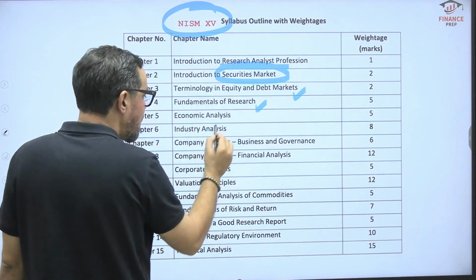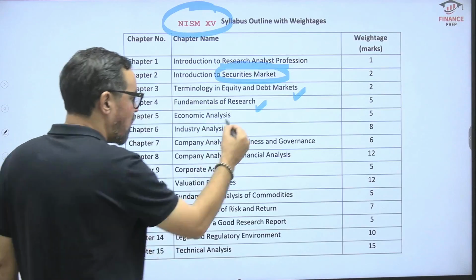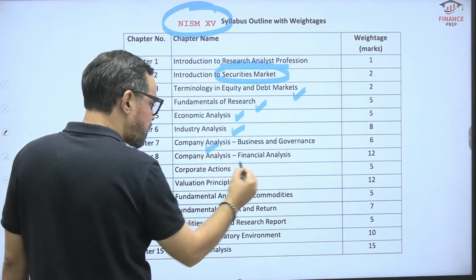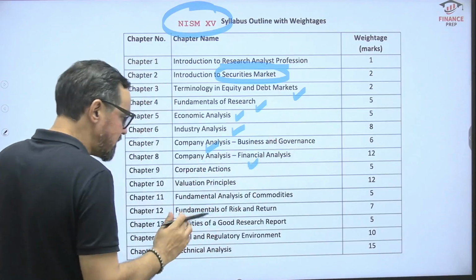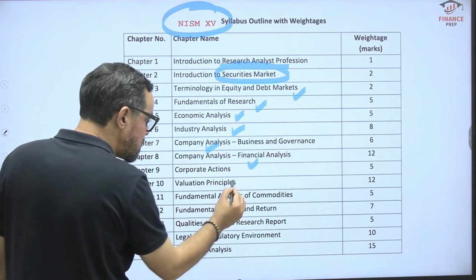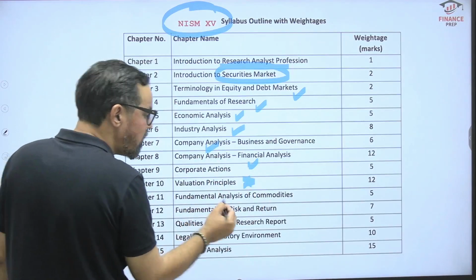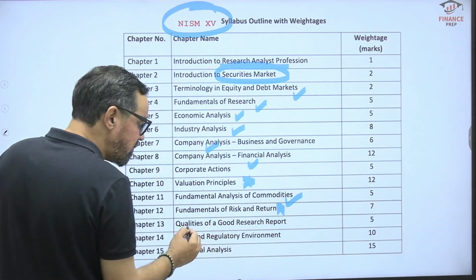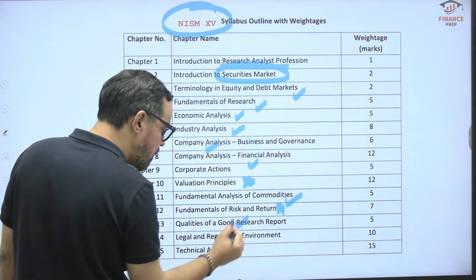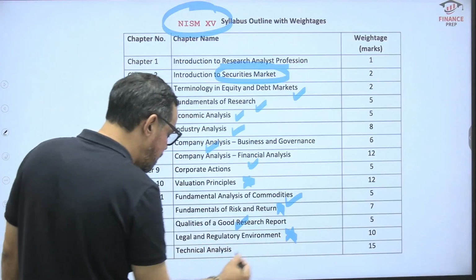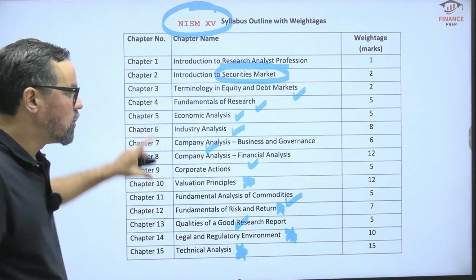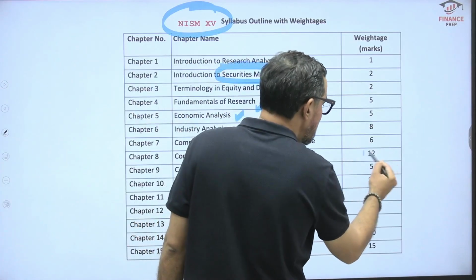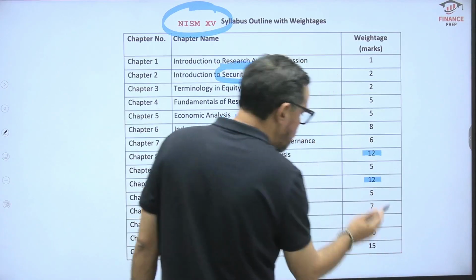Fundamentals of research analyst. Now from here onwards, you will see some new things. Economic analysis, we have industry analysis, we have company analysis, financial analysis and business and governance. Then we have corporate actions, valuation principles, a very important unit from this, fundamental analysis of commodities. Then we have fundamental analysis of risk and return. Then we have qualities of a good research report. Then we have legal and regulatory environment and technical analysis, right? So this is the overall curriculum of this particular examination, where there are a few units which have maximum weightage. So you have to focus on these particular ones.